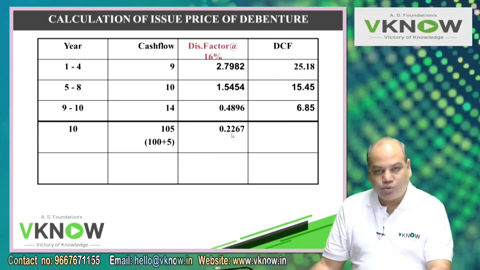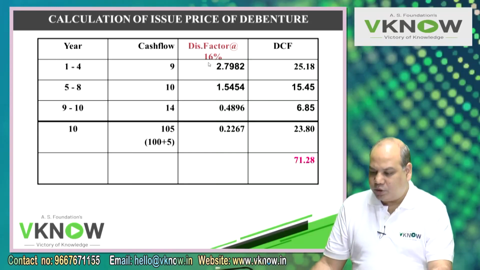105 into 0.2267, 23.80. Memory recall. So you will get 71.28. So this is the issue price of the debenture. Right. The important thing was to take 16% as a discount rate. If you take 15% and do the entire calculation, you will get 0 marks straight.